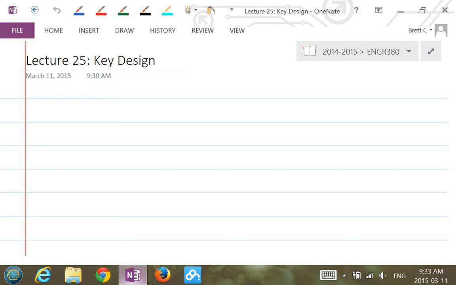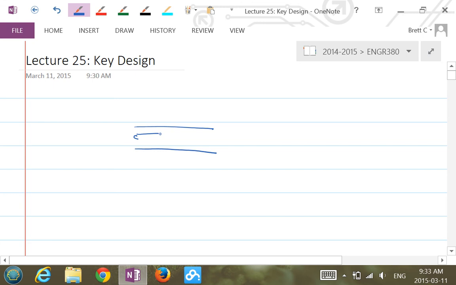Okay. So we are going to talk about the key design now. Just to follow up from the shaft design. Where do you see the key? Basically, on the shaft. And you will have a key seated here. So the key is going to be put inside the key seat.